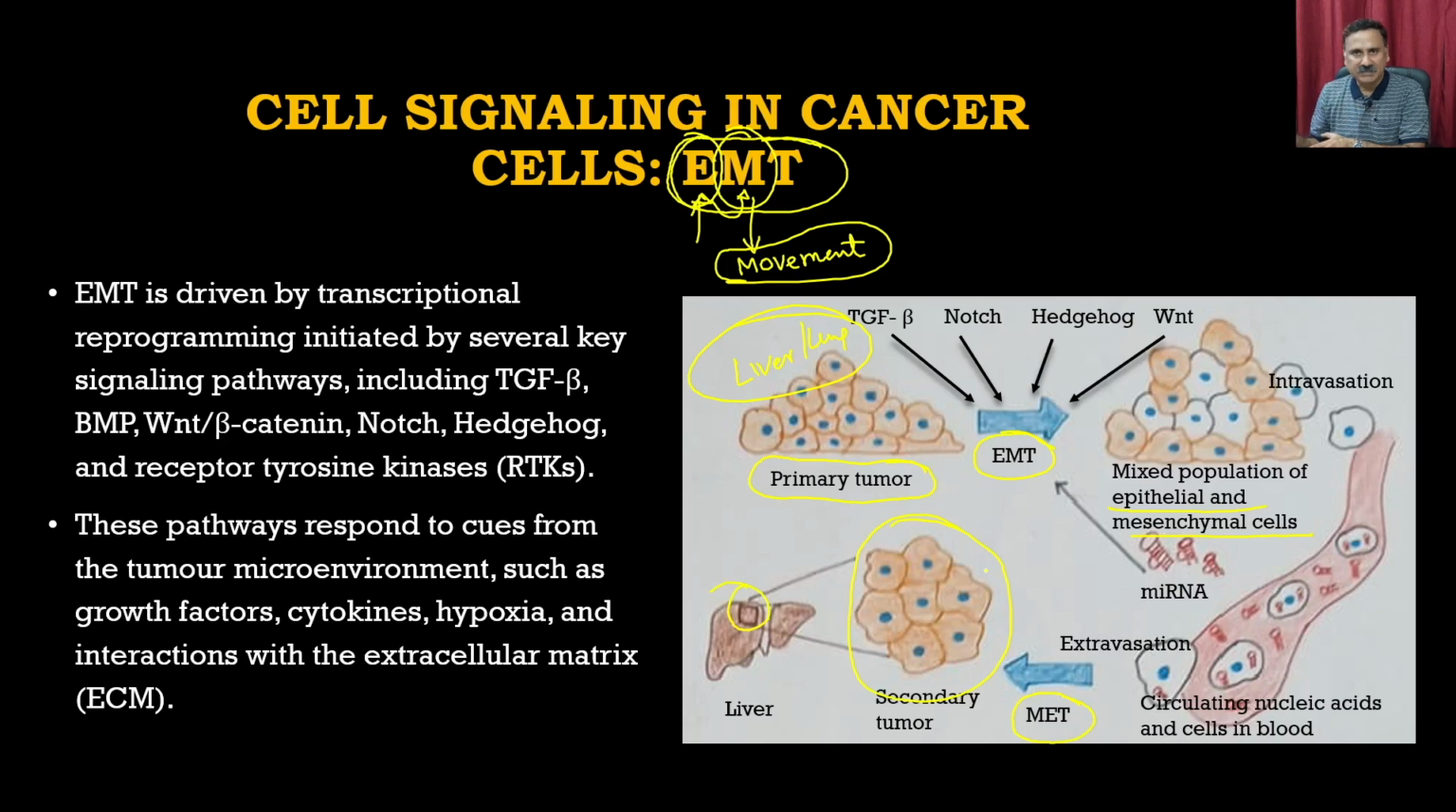So this is just a simple example of how EMT and MET, which is the reversal of EMT, participate in the establishment of a tumor from its primary site to a secondary site. And this is basically the major reason why cancer cells are very difficult to treat, or why cancer cells are so dangerous, right?